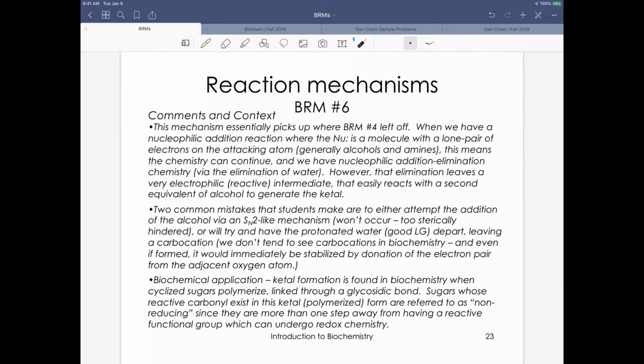Again, this mechanism really picks up where 4 left off. Reaction mechanism 7 is going to be very simple for you if you recognize the pattern that this is taking. But again, a nucleophilic addition reaction like we have with ketones and aldehydes, the nucleophile here being a molecule with a lone pair of electrons on the attacking atom. We're going to see that generally with alcohols and amines. When we do have that nucleophile as an alcohol or amine, we can have chemistry continue here. We're going to see this nucleophilic addition elimination reaction by eliminating water.